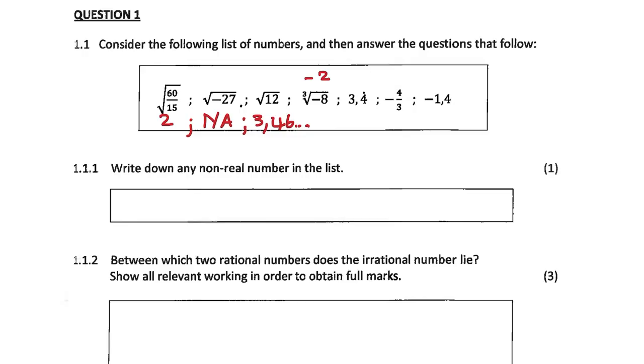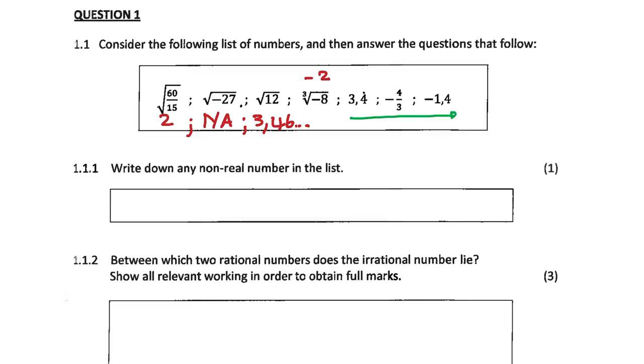But now if you look at the numbers that follow, they are just normal rational numbers, so we can just leave them as they are. So we have simplified the ones that are inside the set so that we don't get confused. So let's start now with the first question. The first question says, write down any non-real number in the list.